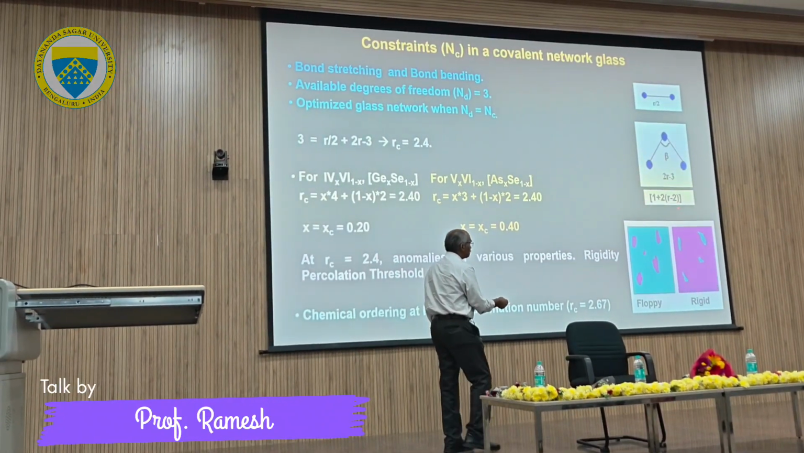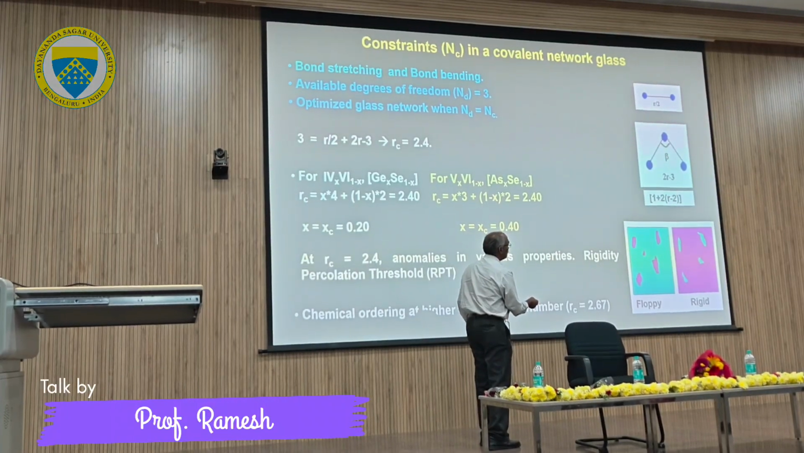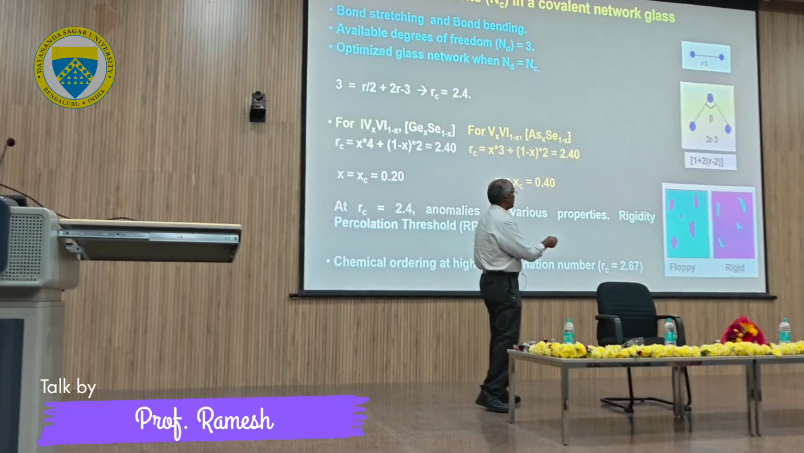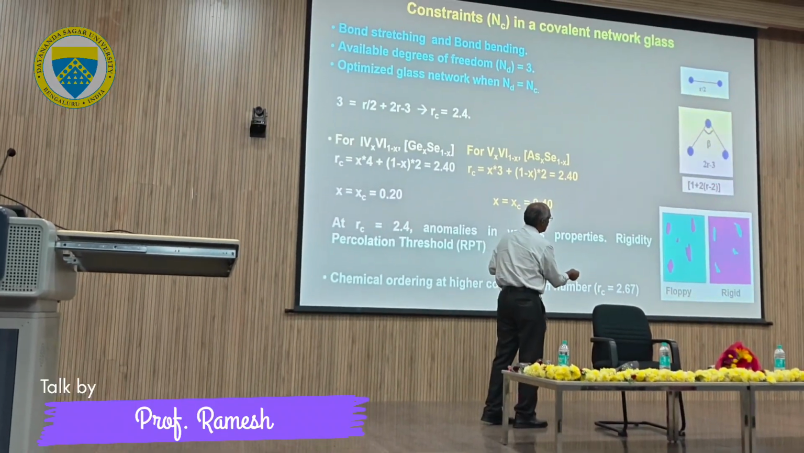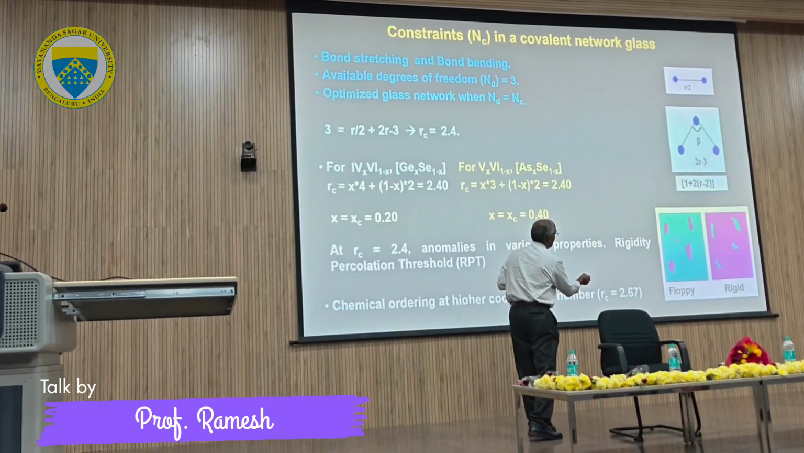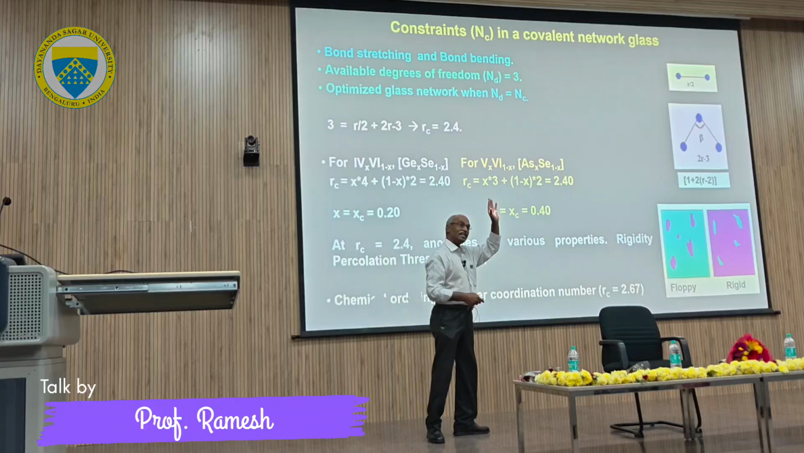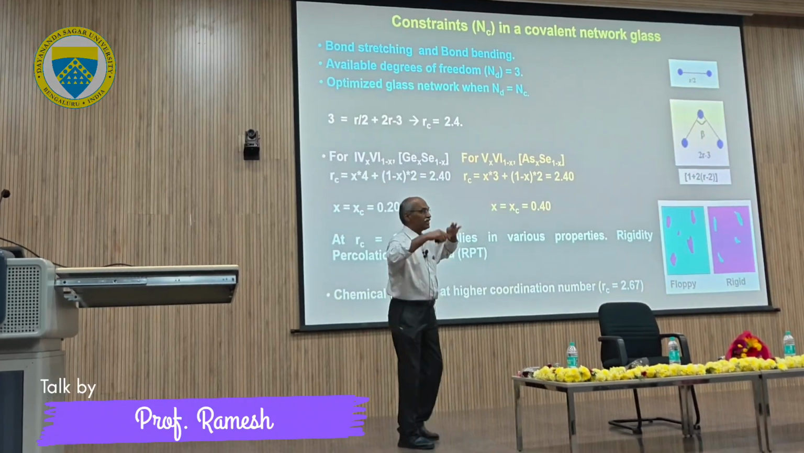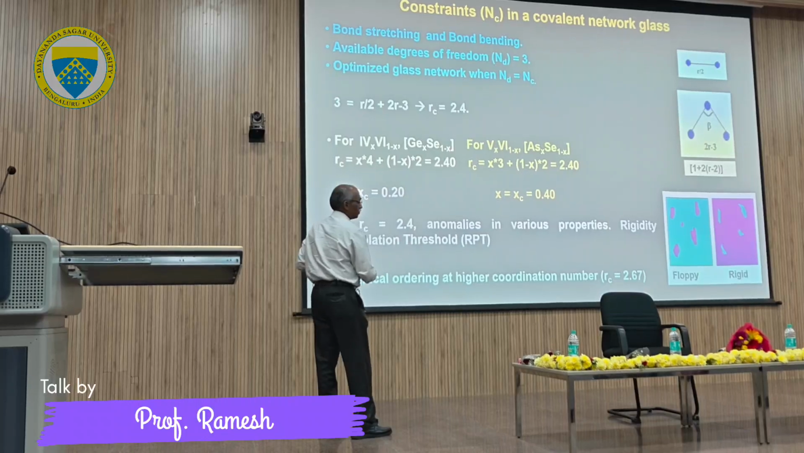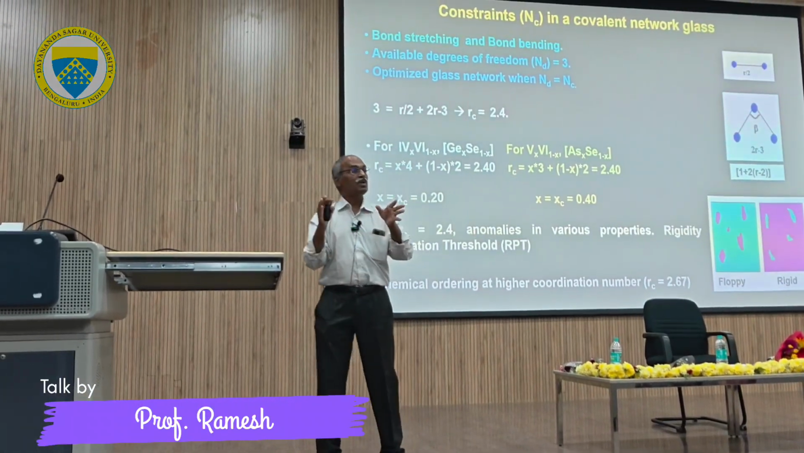So you have one constraint for a centrally connected atom, and then you have the rest, r atoms are there in the system. The rest, r-2 atoms, will have constraints, and because these two atoms are already considered, you have two constraints here. If you balance with the number of degrees of freedom available for the atoms to move, the number of degrees of freedom is 3, and if you equate, it will be about 2.4. So at an average coordination number of 2.4, you have special properties, anomalies in the properties, right?